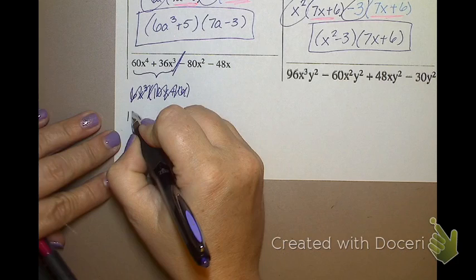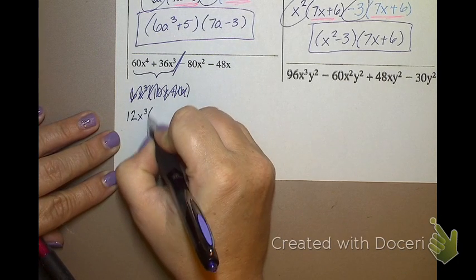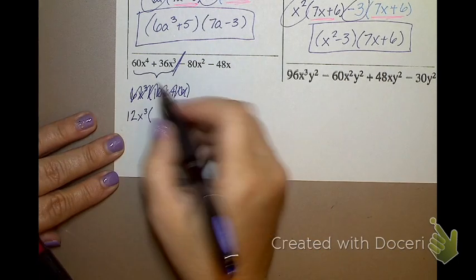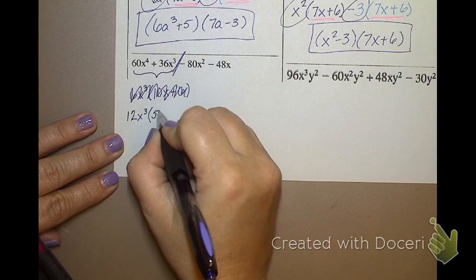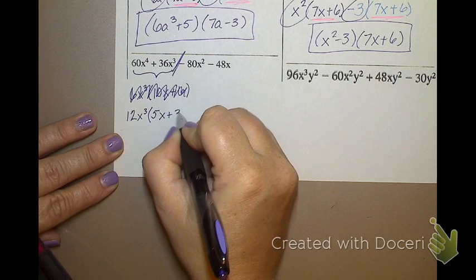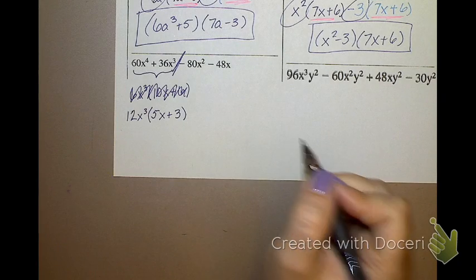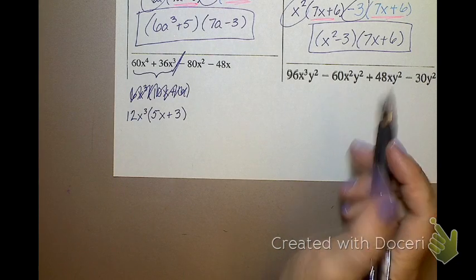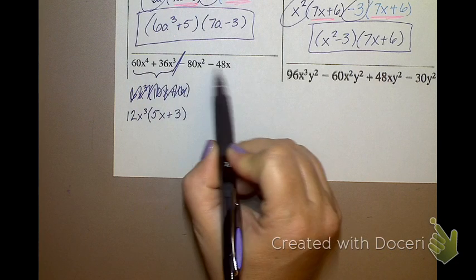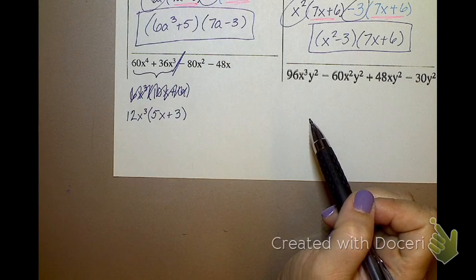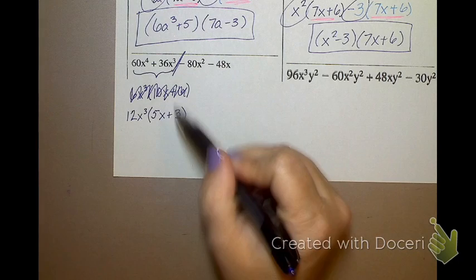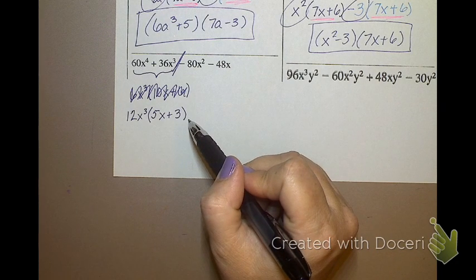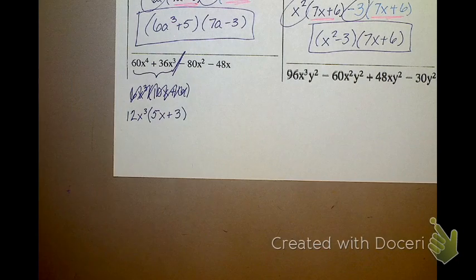12. So I can take out a 12x cubed. And what's left inside? 5x plus 3. Now, something I didn't do in the very first step is I didn't take out what all four terms have in common, did I? So if I forget to do that in the first step, I'm going to show you how you can do that later. Okay? So yes, I forgot to do that, and I did that kind of intentionally because I want to show you what happens at the end and how you can fix it without having to go back and do the whole thing over again. Okay? All right, so I'm good there.